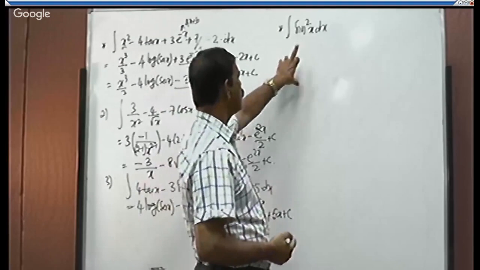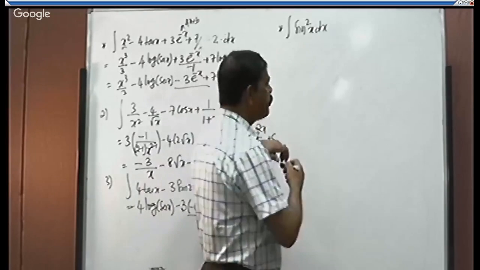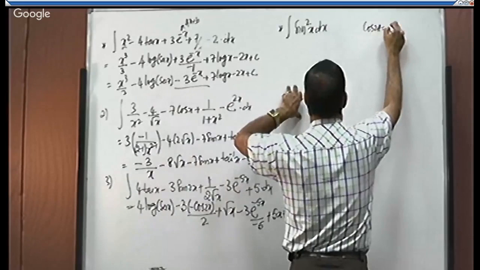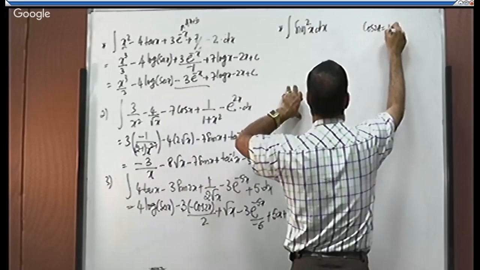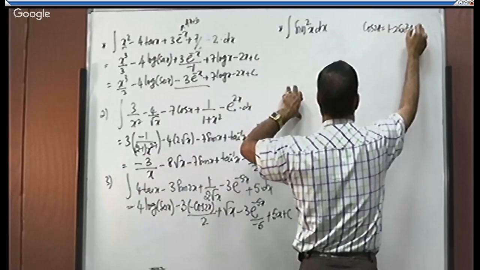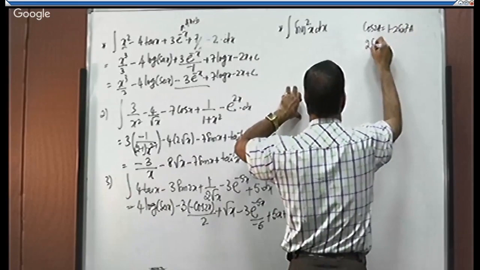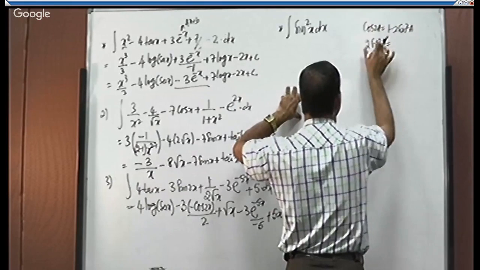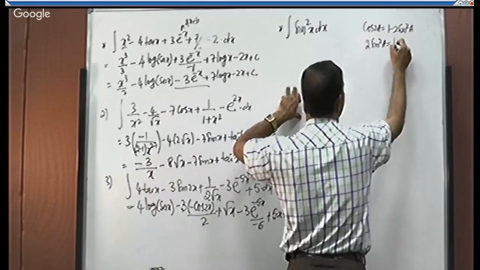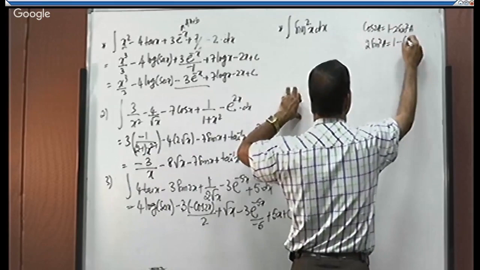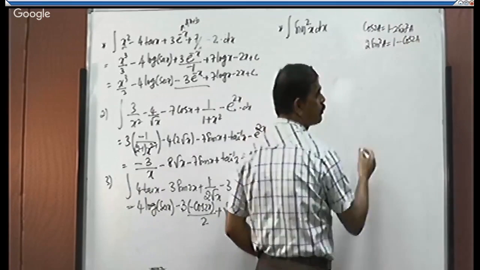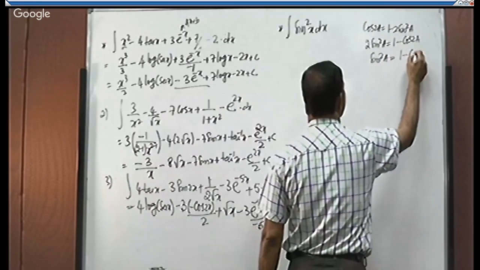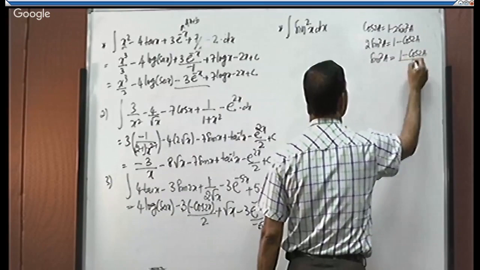How to integrate this sin square? As I mentioned in the last class, cos 2a is equal to 1 minus 2 sin square a. Taking minus 2 sin square to this side, it becomes 2 sin square a equals 1 minus cos 2a. Otherwise, sin square a should be taken as 1 minus cos 2a by 2.